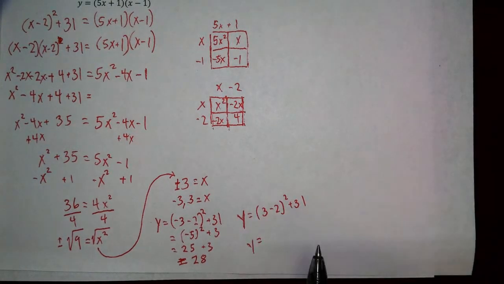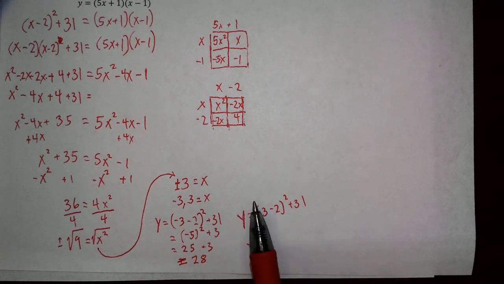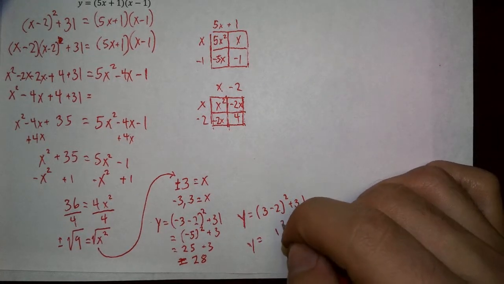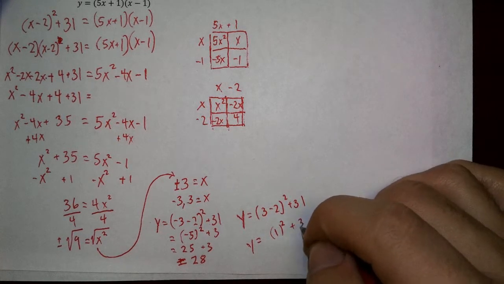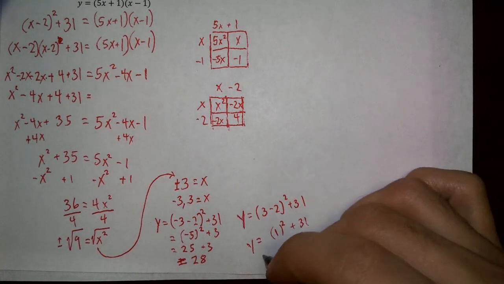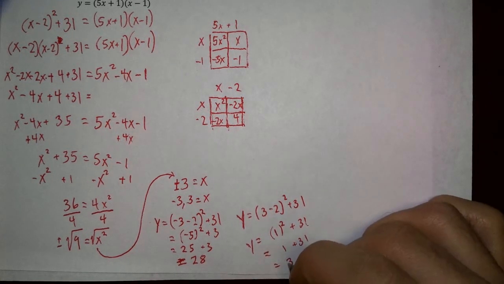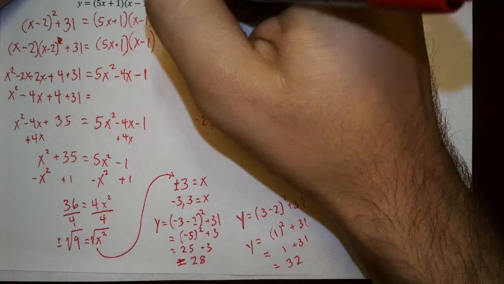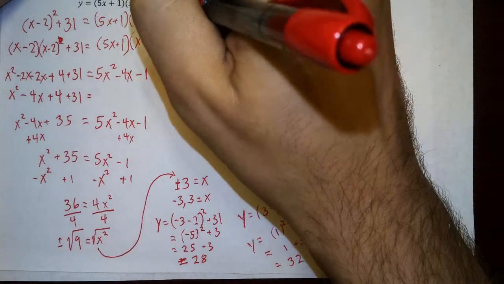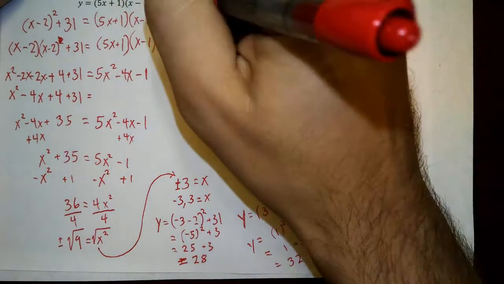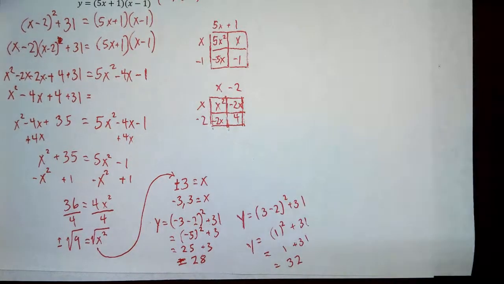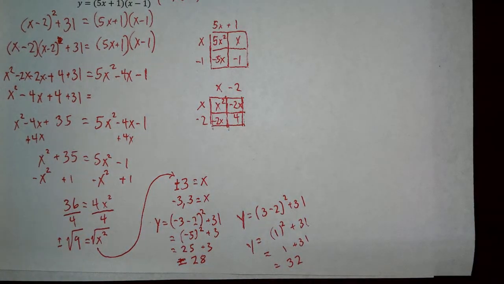So y is equal to, again, doing PEMDAS downwards because we're simplifying. We're not changing both sides of the equation, just simplifying one of them. 3 minus 2 is 1. 1 squared plus 31. 1 squared is just going to be 1, plus 31, which equals 32. So our solution is 3, 32. We plugged in 3 for x, and y is 32. Just like that.